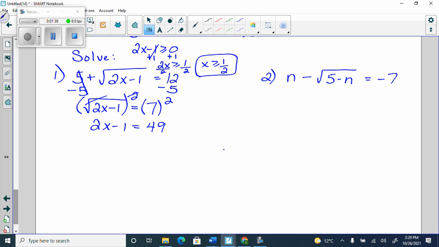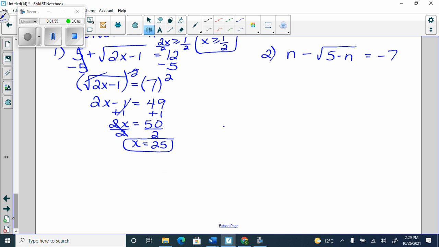Okay. We're going to add 1. We're going to get 2x equals 50. And we're going to divide by 2. x equals 25. And what must we always do at the end? Check, because sometimes we get an answer that looks like it works, but when we plug it back in, it's what? Yes, there we go. So we always check into the original. We don't check into anything we touched. So the original is 5 plus the square root of 2 times 25 minus 1 equals 12.